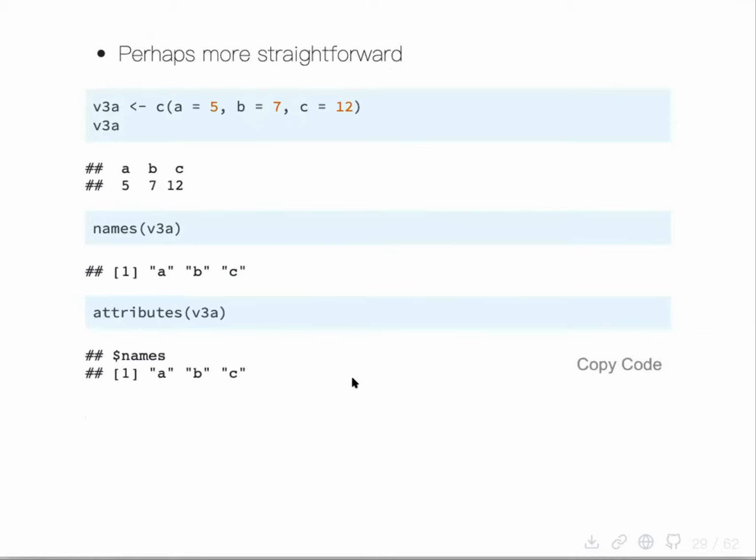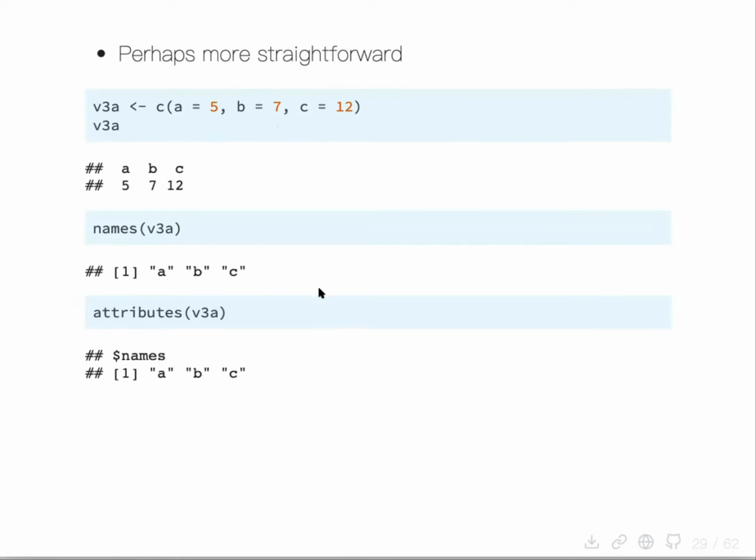A little more straightforward, we could also do it like this, right? So you've seen this a bunch of times, where you're creating a vector like this, but then on each element of the vector, you're saying A is 5, B is 7, C is 12, etc. What this is doing is giving these names. So V3A looks like this, and when I say what are the names of V3A, it's going to say A, B, C.